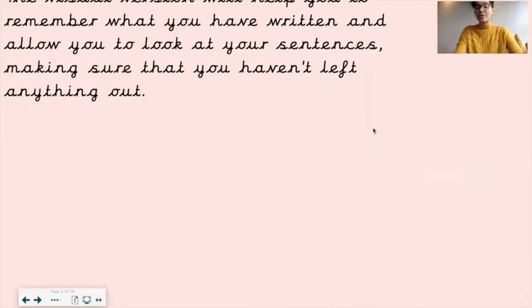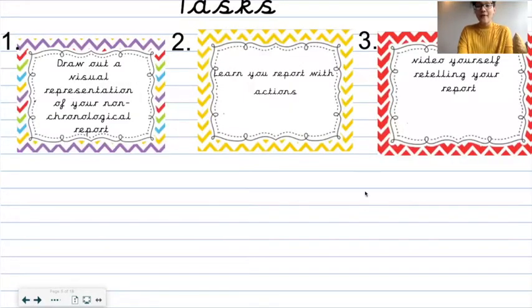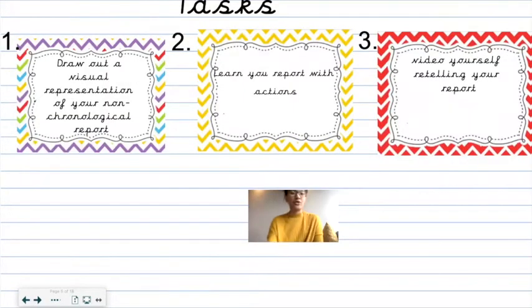Now, the visual version will help you to remember what you have written and allow you to look at your sentences, making sure that you haven't left anything out. So, as for your 3 tasks, you are going to be drawing out a visual representation of your non-chronological report. You are then, for your second task, going to learn your report with the actions that you have chosen. And then your third and final task is to video yourself retelling your report.